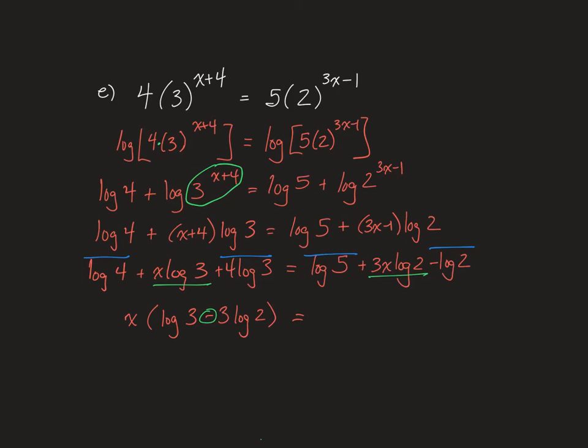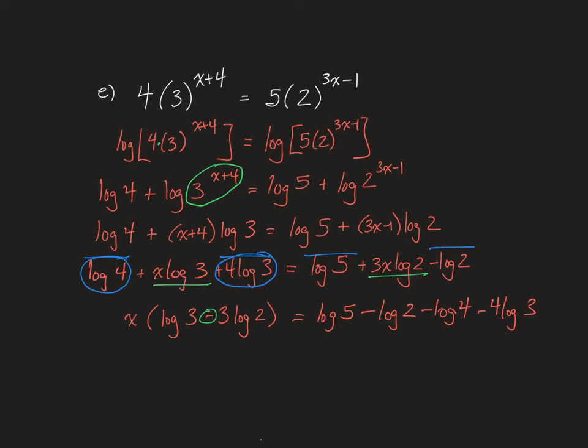On the right side, I already have a log 5. I already have a negative log 2. And now, on the left side, I want to get this log 4 term out of there, which means to get rid of a positive log 4, I need to subtract log 4. And I also want to get rid of this positive 4 log 3, which means I'm going to subtract 4 log 3.